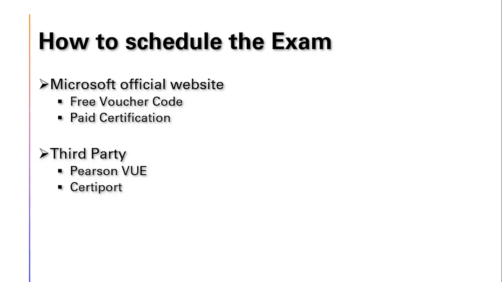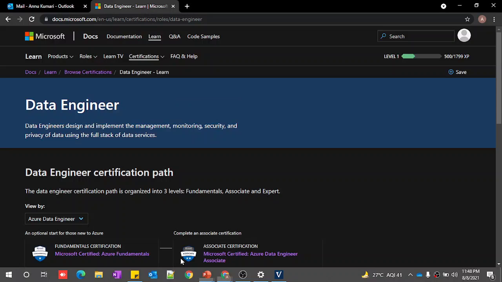There are two third parties which provide the certification platform. The first one is Pearson VUE. Pearson VUE is generally for all the IT professionals who are already working or are associated with some organization. And the second one is Certiport. Certiport is for students or instructors. Let's go and practically see how to schedule our examination.